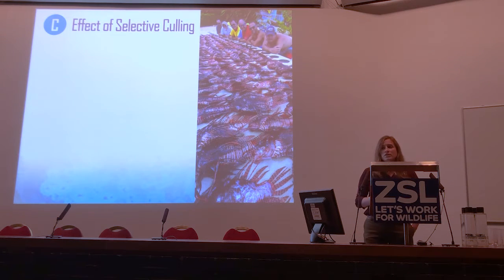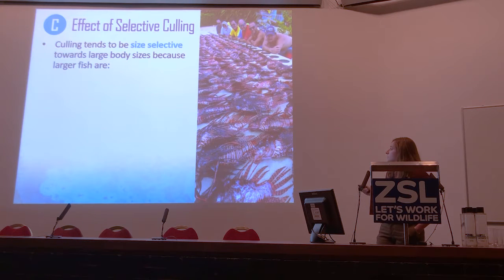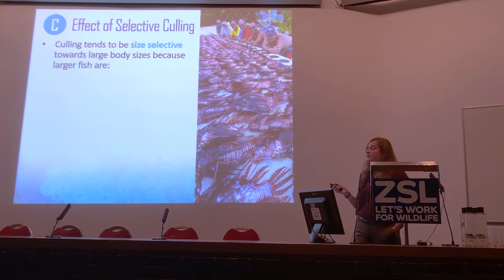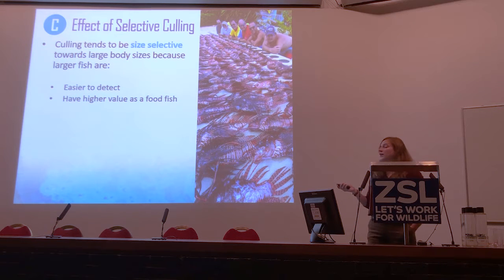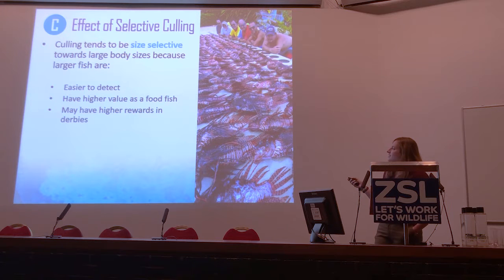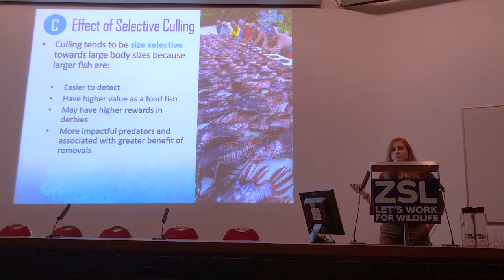And so finally, we wanted to look at the effects of size selective culling. In this species, as with many other species, culling or harvesting tends to be size selective towards larger body sizes, in part because larger fish are just easier to find. They may have higher values as food fish. This invasive species is edible and it is delicious. They may have higher rewards in these derbies or fishing contests that are used to control them. And larger fish are seen as more impactful predators, which they are, and so they tend to be seen as having the highest benefit of removal, and so removals target those.